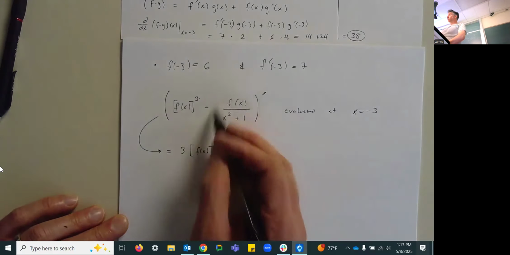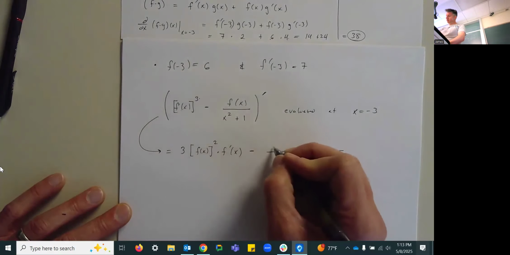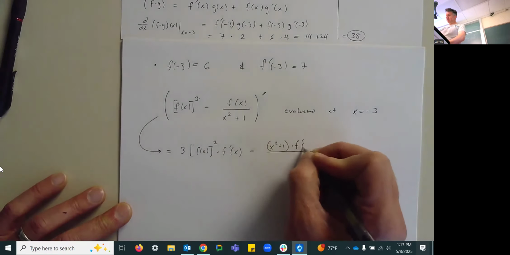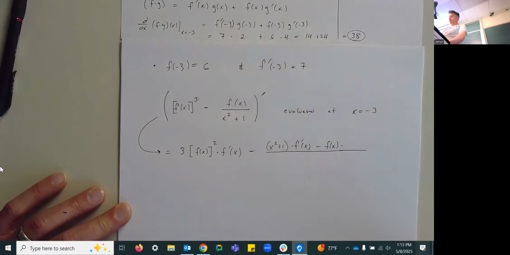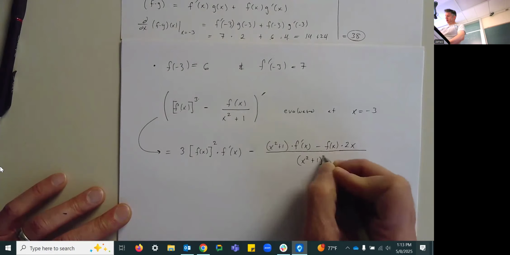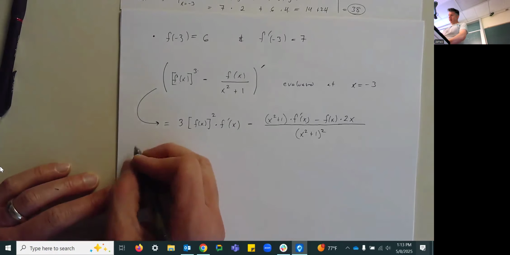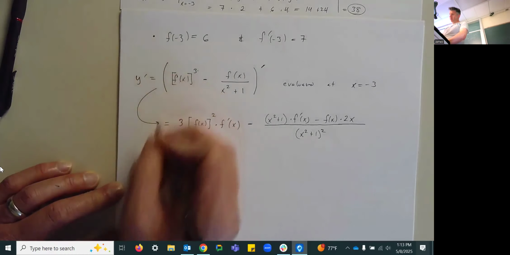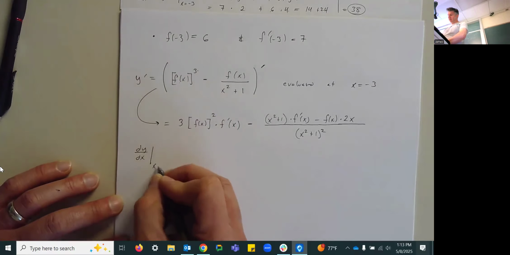Minus, for this quotient here, we're going to have to use the quotient rule. So it's going to be the bottom, x squared plus 1, times the derivative of the top, which is just f prime of x, minus the top, f of x, times the derivative of the bottom, which is 2x, all divided by the denominator, squared. Now we can plug in our -3. So my derivative, I'm going to call this y prime. My dy dx or y prime evaluated at x equal to -3.